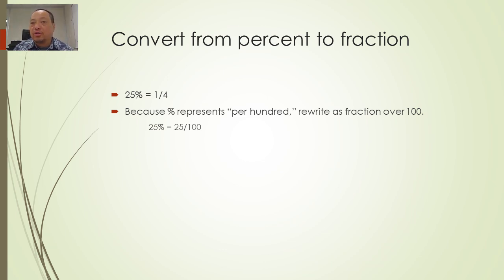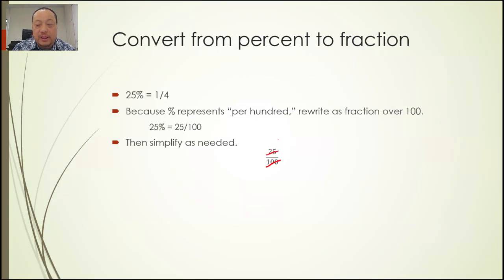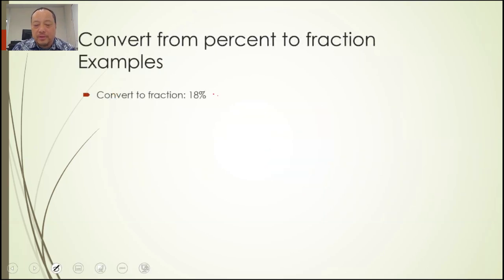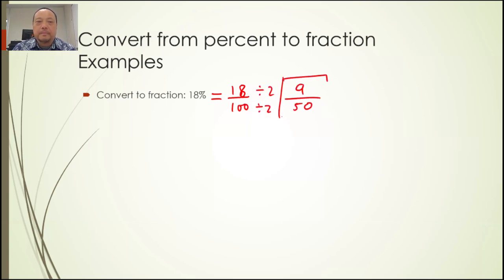But often your teacher or professor would require you to simplify completely. So, sure, let's do that. 25 over 100 simplifies by 5 to become 5 over 20. And now we simplify by 5 again, and we have 1 over 4. Answer, 1 over 4. Let's do some more examples. 18%. This equals 18 over 100. Simplify by 2, I get 9 over 50. I'm done.